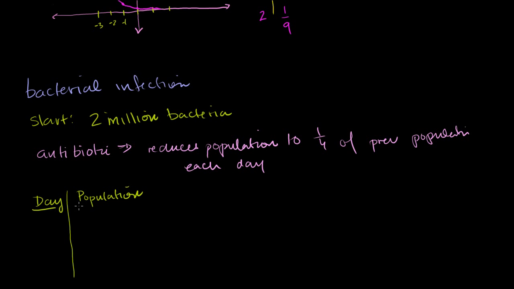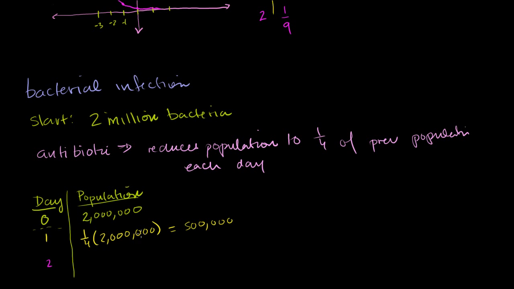So let's say on day 0, before you went to the doctor, your population is going to be 2 million. Now on day 1, what happens? On day 1, you've taken their antibiotic, right? The antibiotic is starting right there. So it reduces it to 1/4 of your previous population. So now your population is going to be 1/4 times 2 million, which is equal to 500,000.